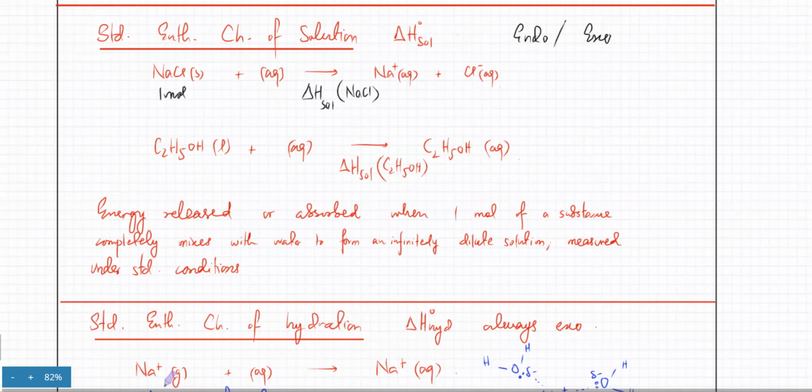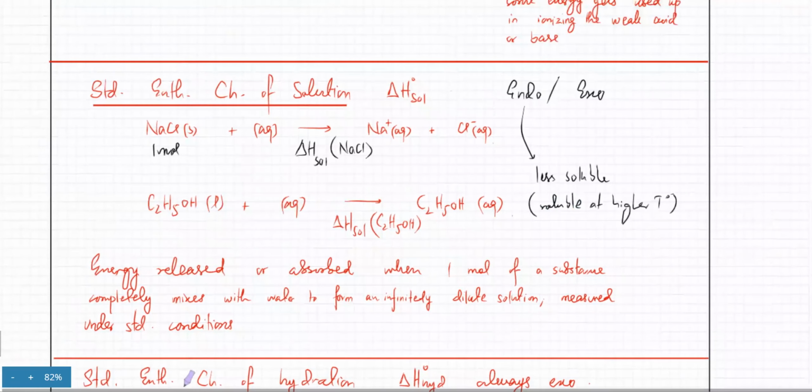One thing I'm going to add over here is that when you're mixing, endo is the one that's going to be less soluble. Why would it be less soluble? Because it would require energy to dissolve. Unless you give it energy, it's not going to dissolve. So if the reaction is endothermic, it would be more soluble at higher temperatures. And for exo, it's going to be the opposite. It's going to be more soluble at lower temperatures.